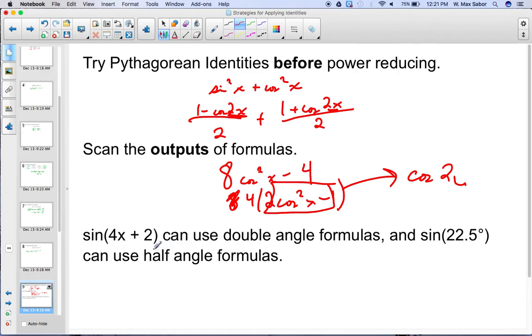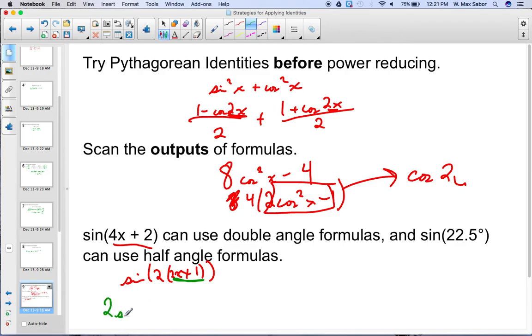Lastly, people are used to doing double angle formulas with something like cosine of 2u. But as long as there's some sort of multiplication going on inside, you can use a double angle formula. So this is the same thing as sine of 2 times (2x plus 1). So you can apply your double angle formula. Now, this is saying that u is 2x plus 1.